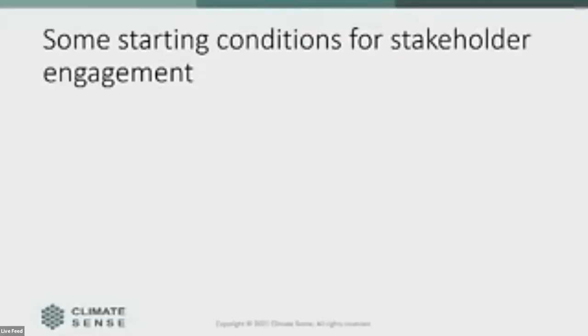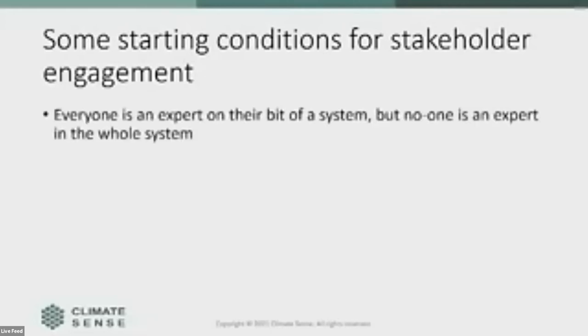So let's think about some of the starting conditions for stakeholder engagement of the sort we're thinking about. One is that we quickly recognize resilience issues are systemic. Everybody in that system, all the key players, are experts in their bit of the system, but nobody is an expert in the whole system. One of the key things about being overt about that in the very beginning of the process is that if people are feeling a bit vulnerable, wondering whether they are going to be heard in this process, it's recognized that everybody is an expert in their bit of the system.